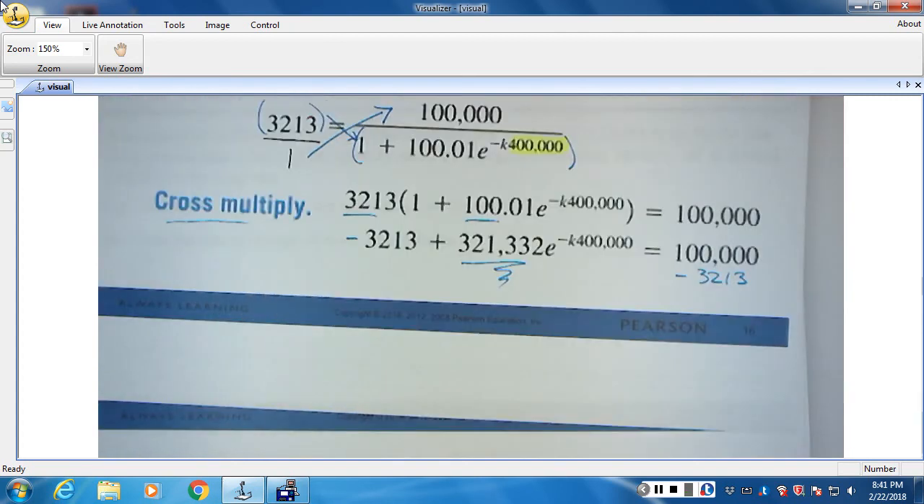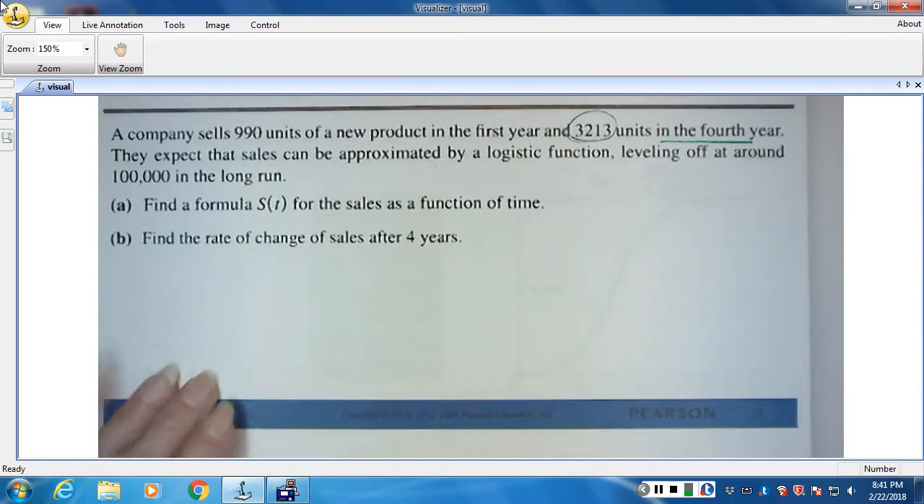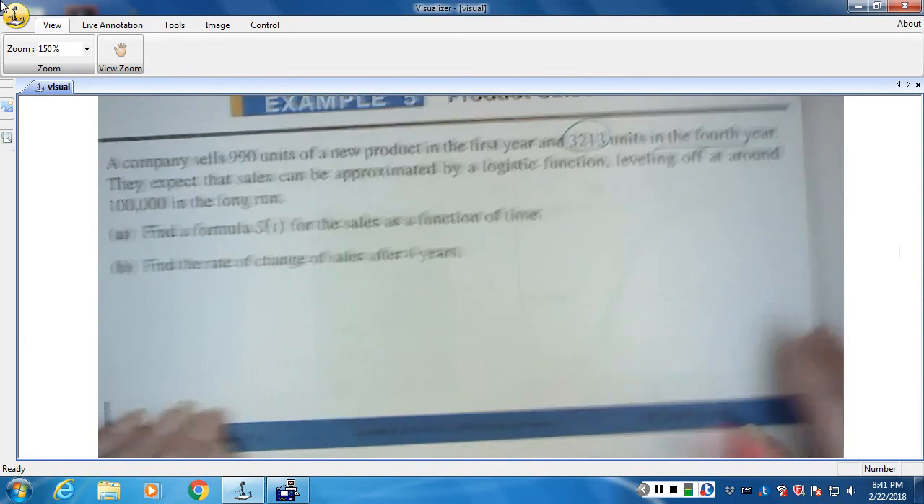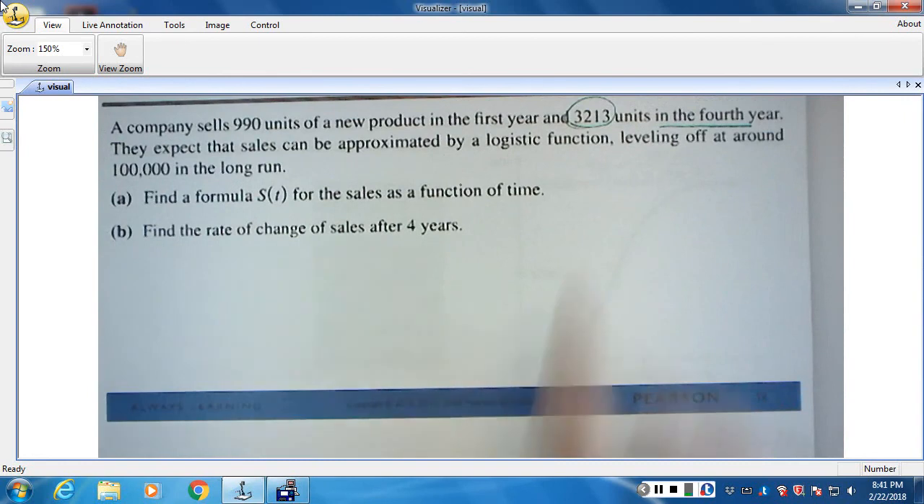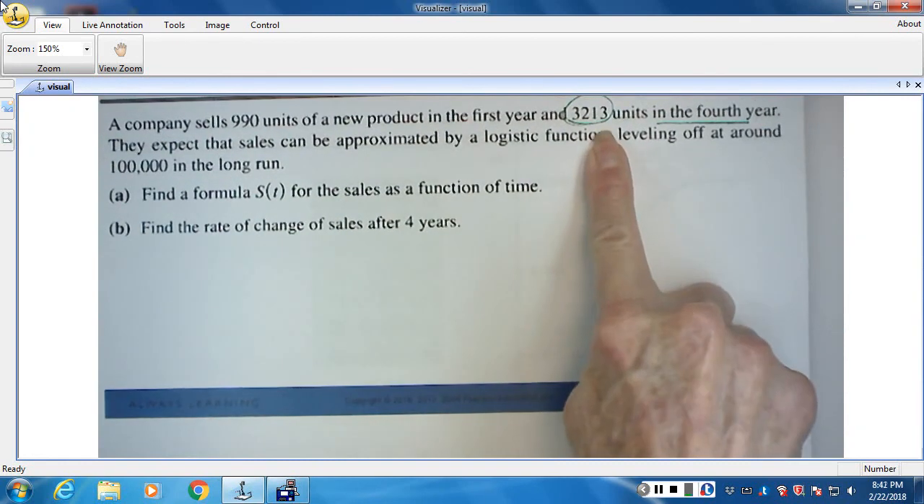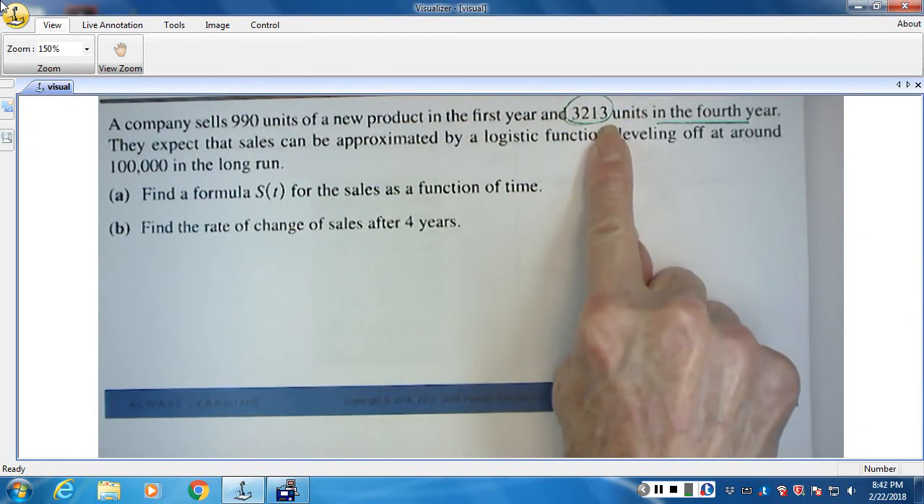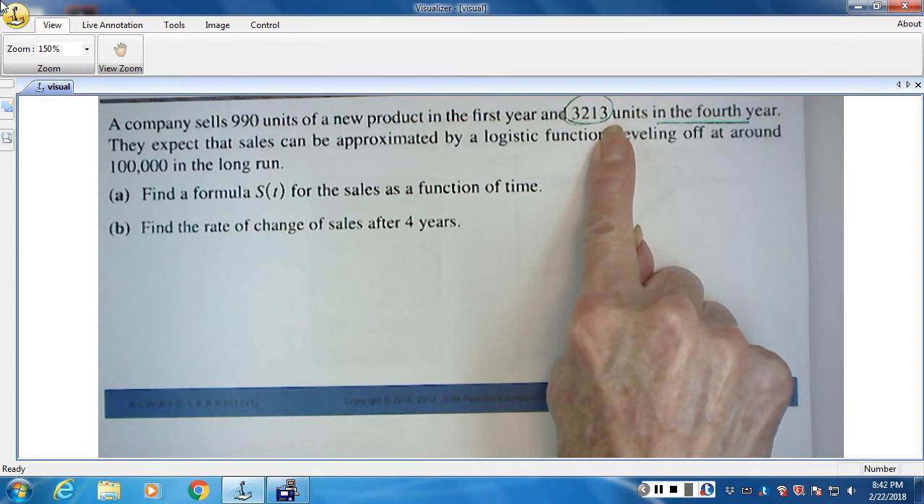So that's as far as we're going with that problem. We're not going to do anything else with it other than we came up with it, except now that we do have it, this says find the rate of change of sales after 4 years. We know what their sales were in year 4. What's going to happen to their sales in the 5th year, basically? Okay? That's what we'd like to know.